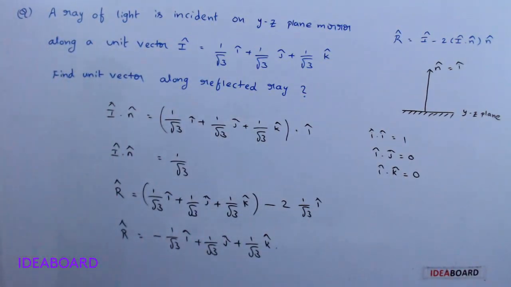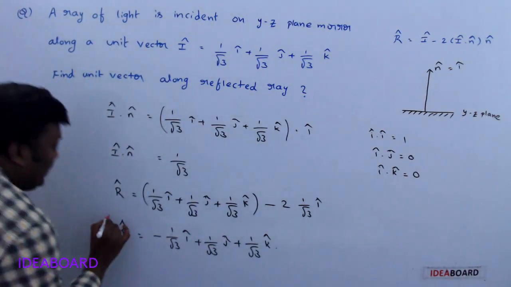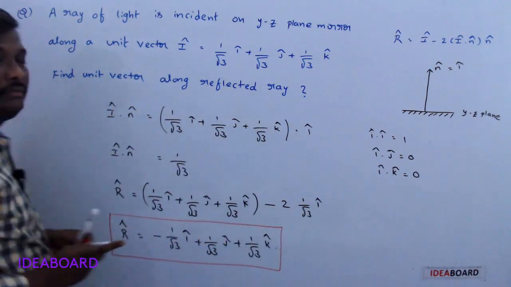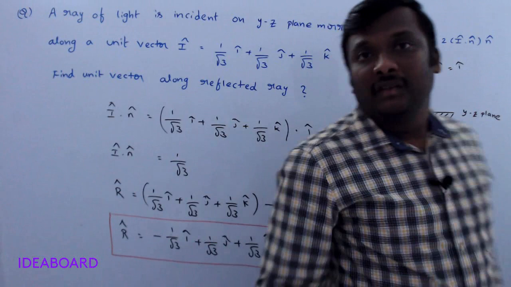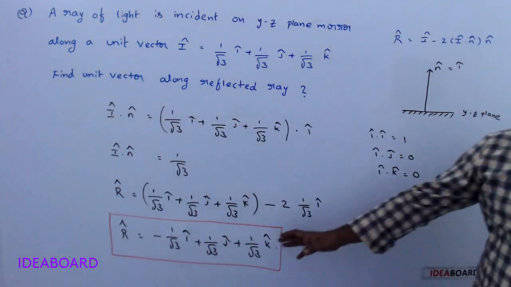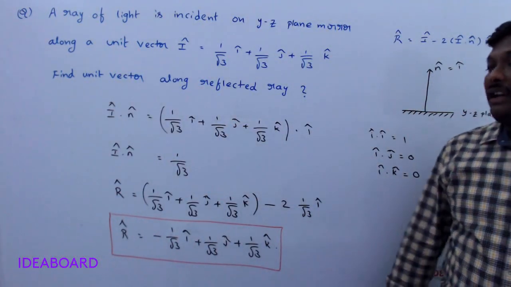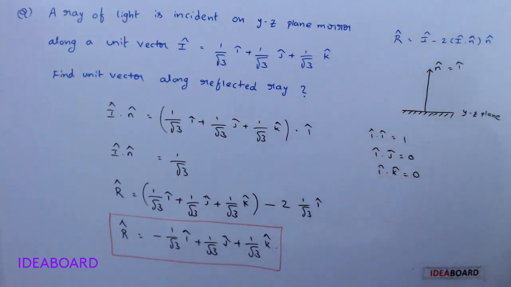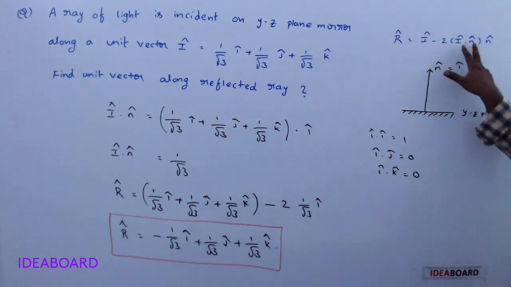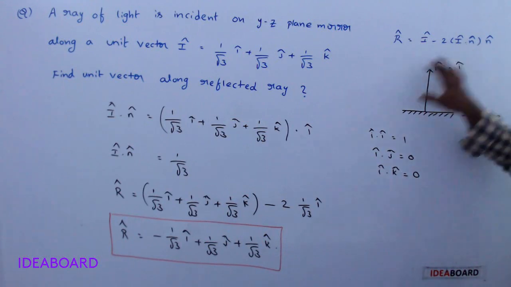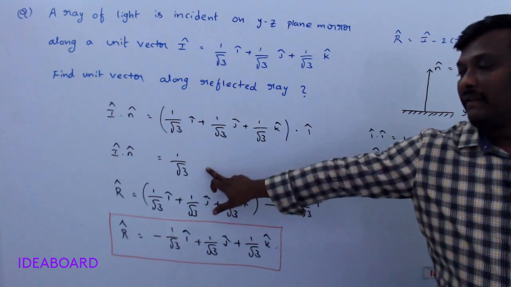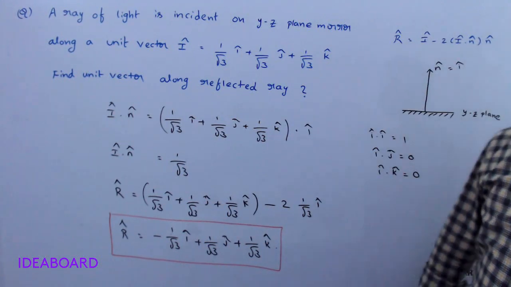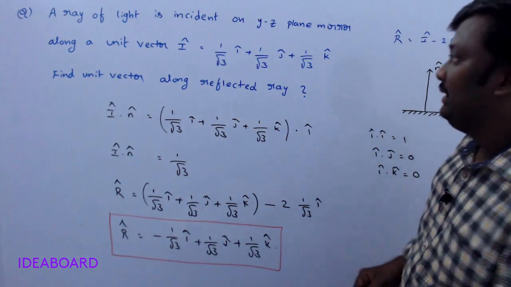Understand? This is the simplest numerical related to this concept. I am using this formula to find the unit vector along the reflected ray. Check once. First of all, you found i cap dot n cap. You got one value. That value is substituted in that formula, and you got the answer.